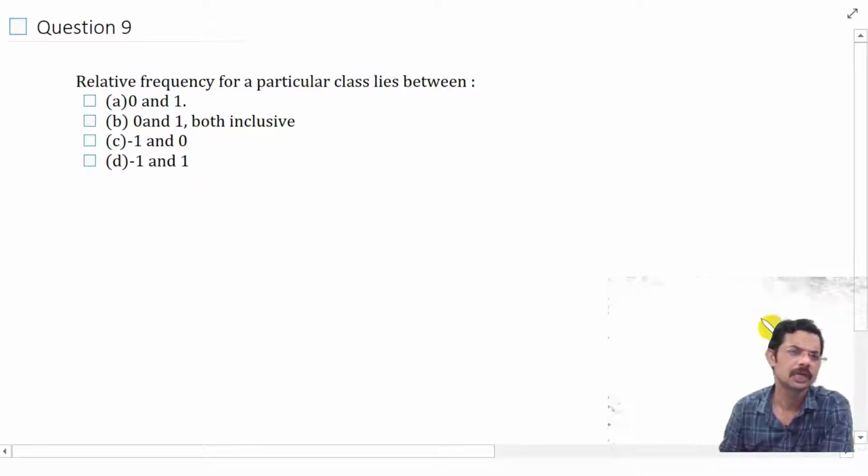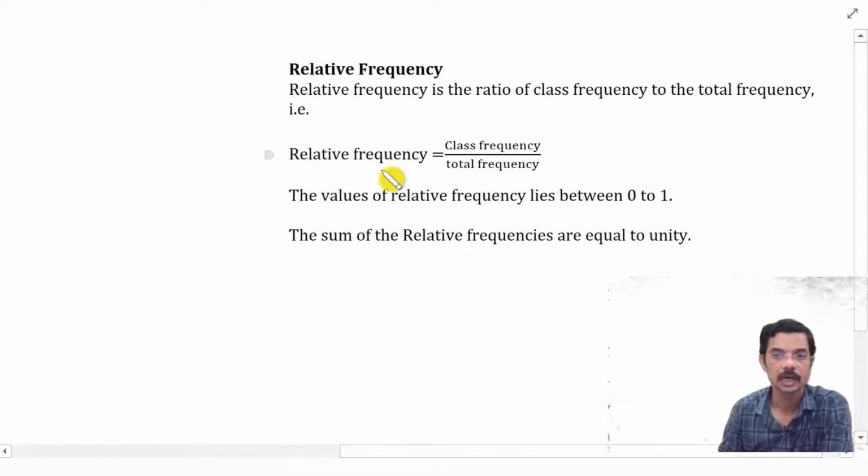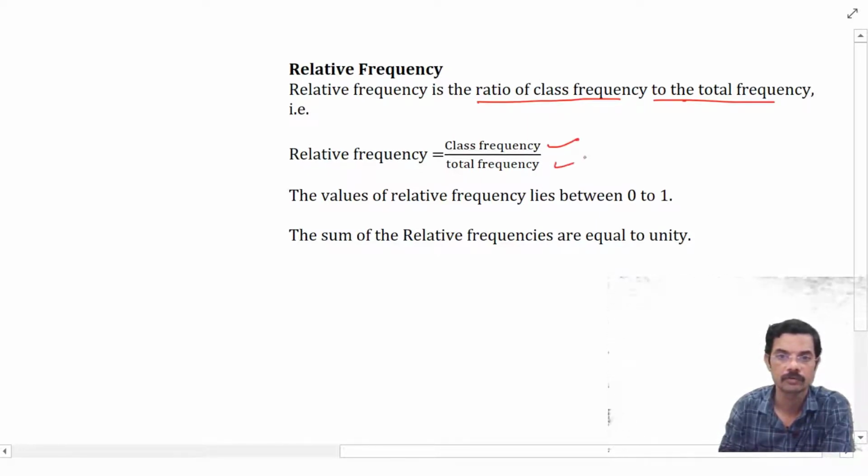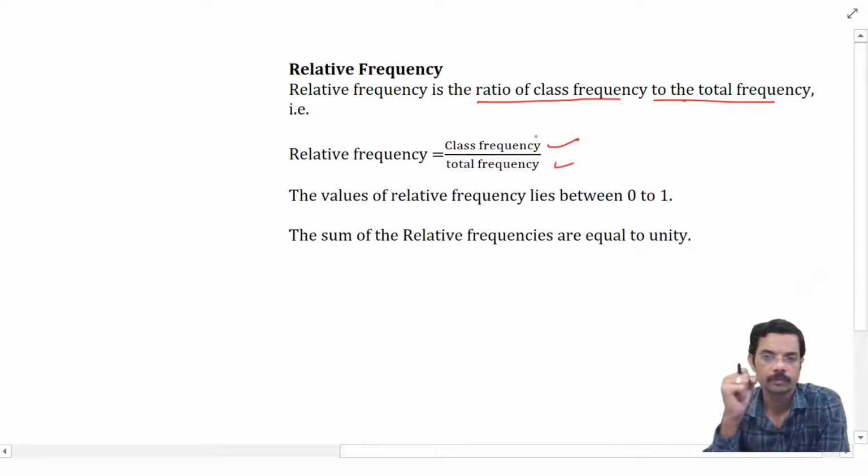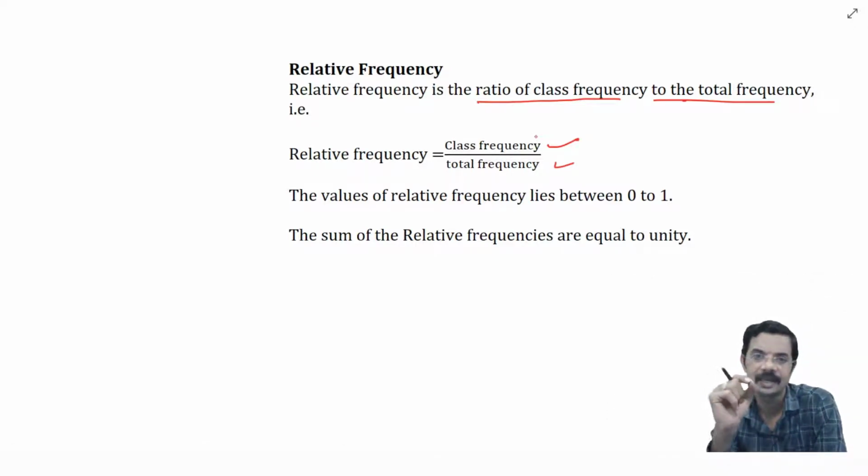See, what is relative frequency? Relative frequency is defined as the class frequency by total frequency. We know that it is the ratio of class frequency to the total frequency. So in the numerator we have the class frequency, and in the denominator we have the total frequency. Clearly, a class will be a subset of the total. Class frequency will be a subset of the total frequency. So therefore, the class frequency will be less than the total frequency.